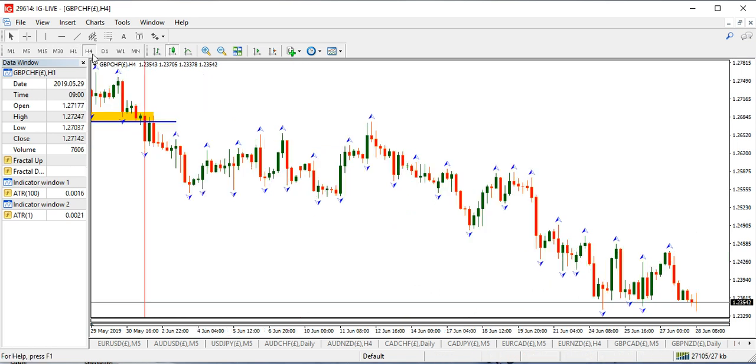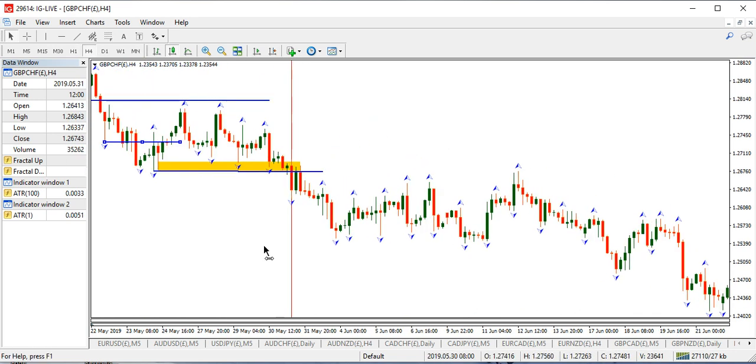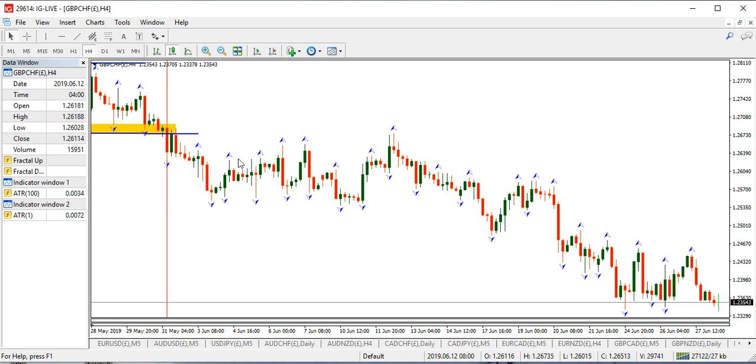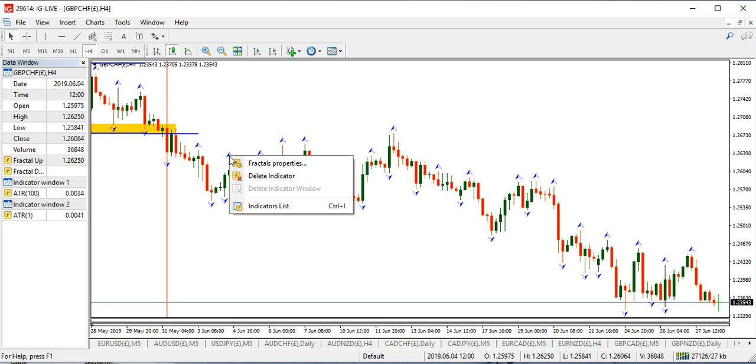So we're back on the 4 hour. The market starts to get quite choppy. And so what we see is, if we just look at this by eye, that's why sometimes not having fractals is a good idea.